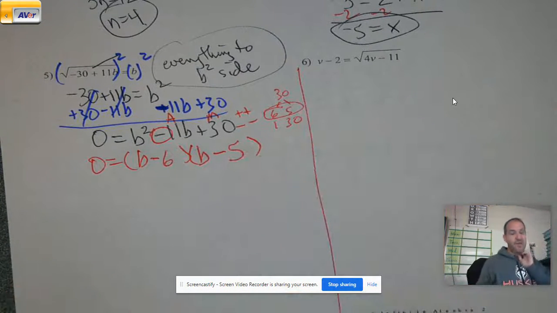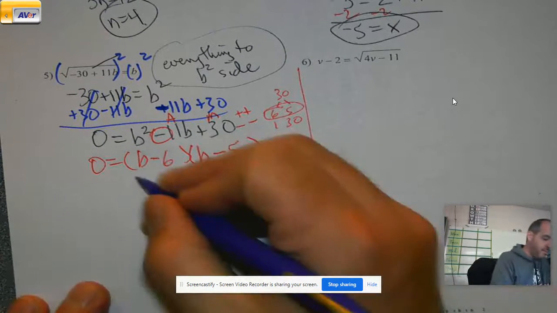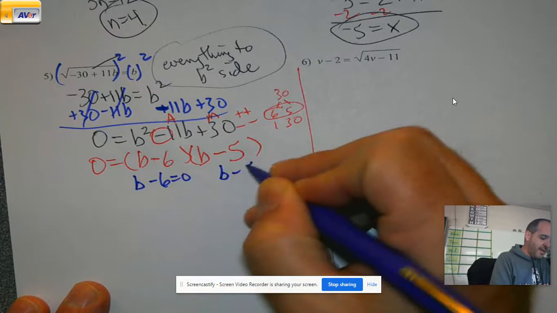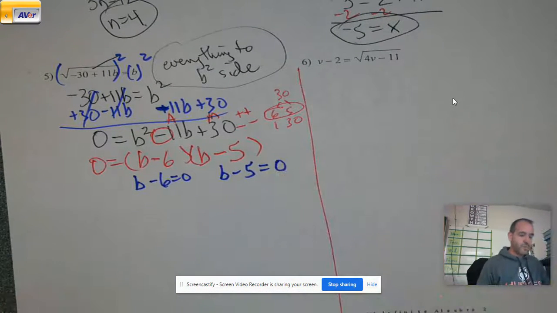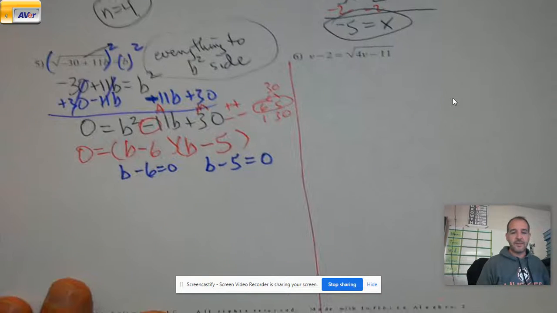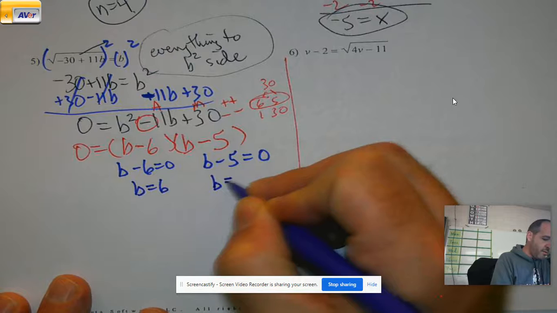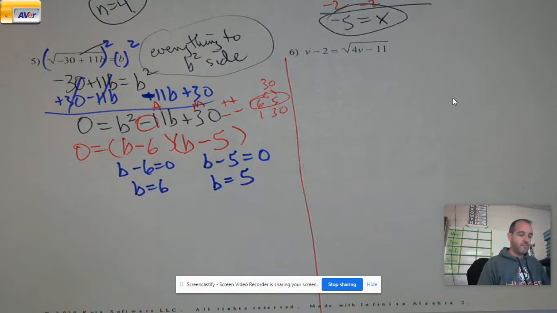But again, here, don't stop. We need to know what the actual b value is. So like when we were solving by factoring, we take each of our quantities, each of our sets of parentheses, we set them equal to 0. And that gets me 2 answers. But again, check, make sure it works.